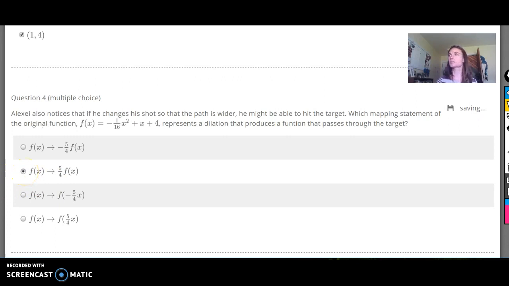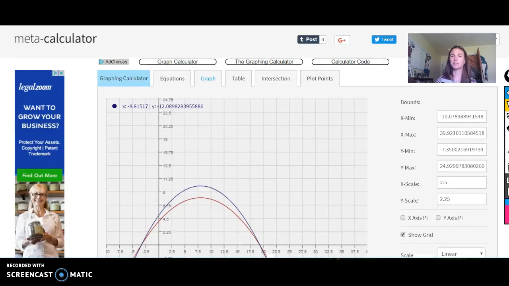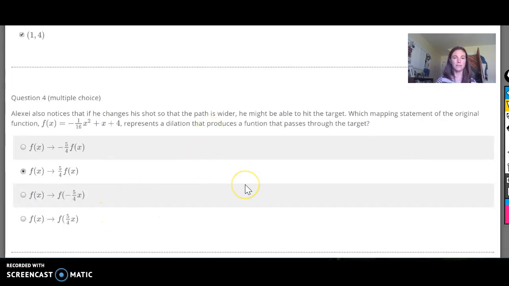And I want to show you really quick what those look like. If you plug those into a graphing calculator, the red graph is our initial graph, and the blue graph you can see is going to go through that point, approximately 16 and 5. Okay, so that is the dilated second graph. It is narrower and taller. It is not wider. All right, so that's why that one works.